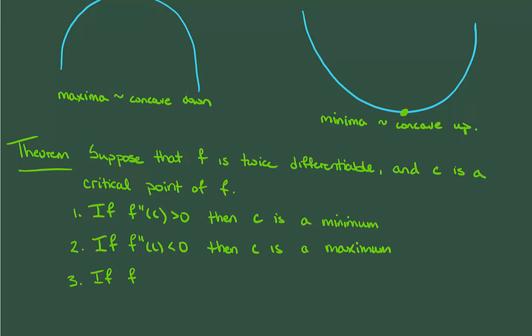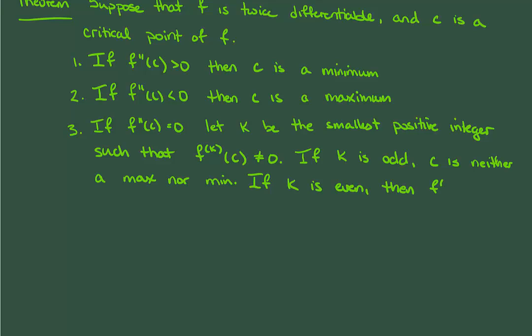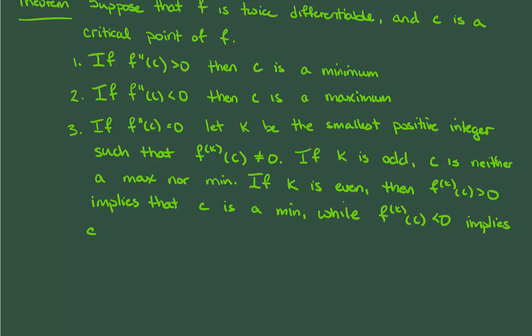Now, if f double prime of c is equal to 0, there is more to say, but it becomes a little bit more tricky. In that case, we'll take k to be the smallest positive integer for which the kth derivative is non-zero at c. If k is odd, then c is neither a maximum nor a minimum. While if k is even, then we look to parts 1 and 2 and use the same criteria there, namely a positive derivative gives a minimum, while a negative derivative gives a maximum.